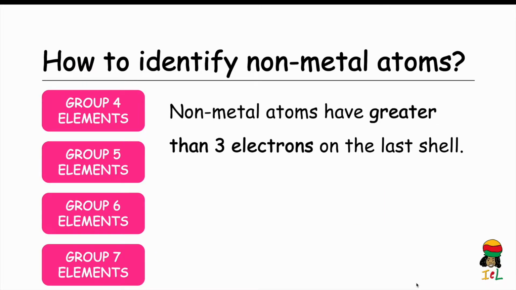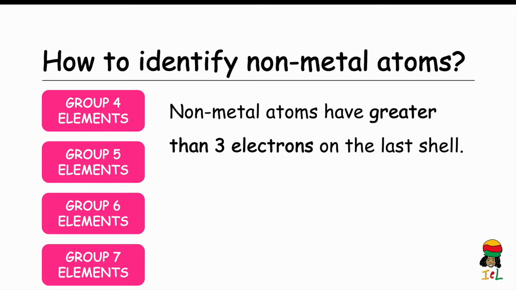How do we identify nonmetal atoms? These are the atoms with greater than 3 electrons on their last shell. These include atoms from groups 4, 5, 6, and 7. Recall that the atoms in group 0 are already stable and rarely or do not participate in chemical bonds.